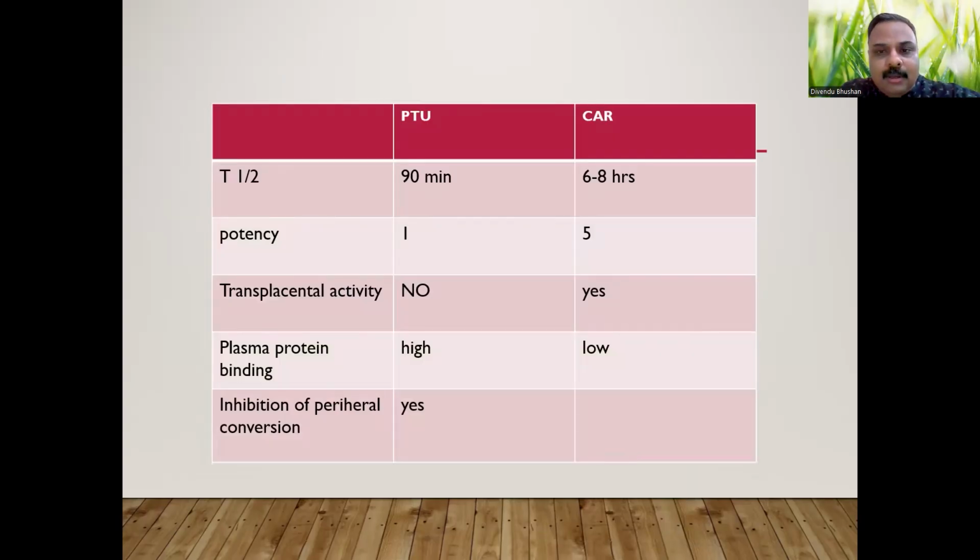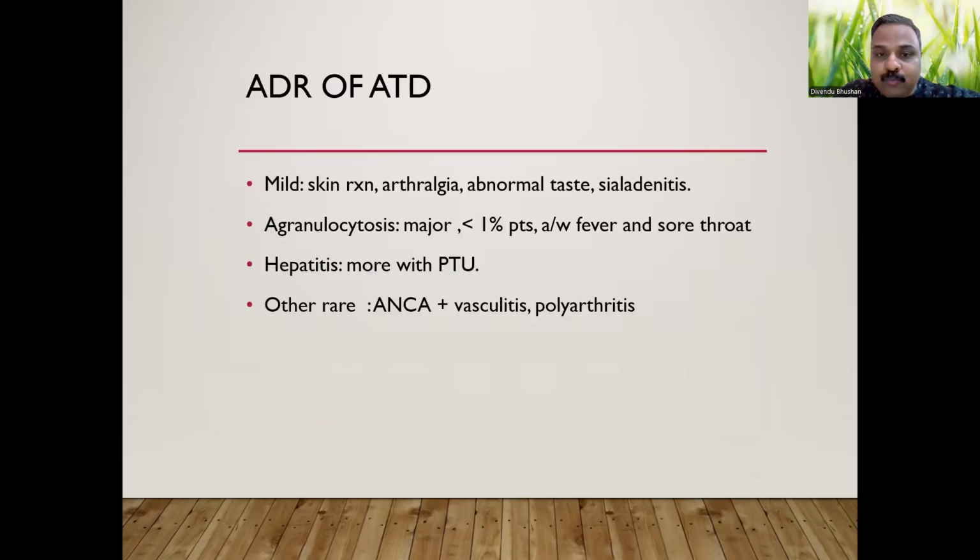There is some comparison of propylthiouracil with carbimazole. The half-life of propylthiouracil is 90 minutes only, and carbimazole is 6 to 8 hours. Potency of carbimazole is 5 times higher. Transplacental activity is there for carbimazole. There is no transplacental activity of propylthiouracil. That is why during pregnancy we switch over from carbimazole to PTU. PTU is highly plasma protein bound and it inhibits the peripheral conversion too.